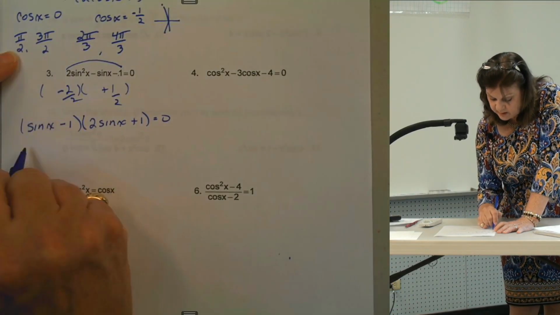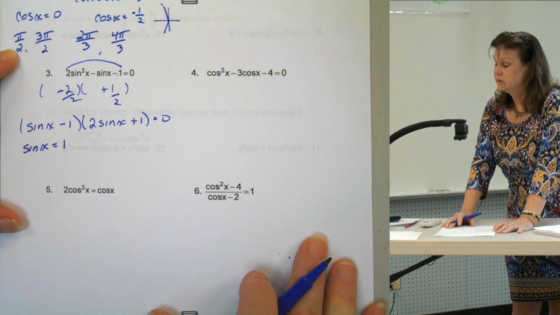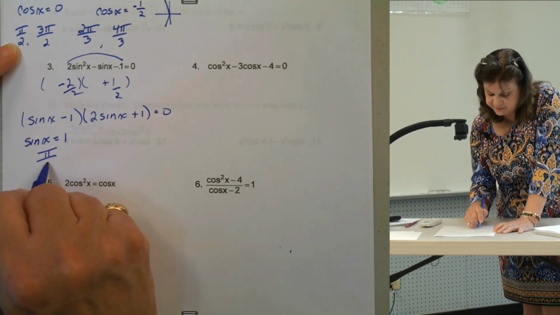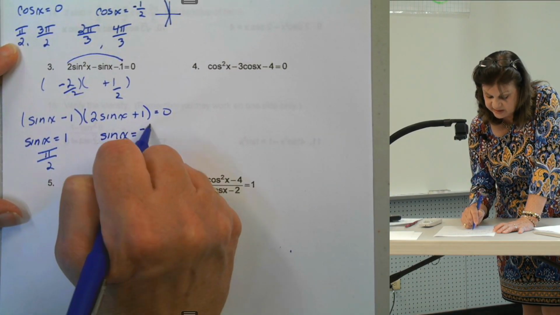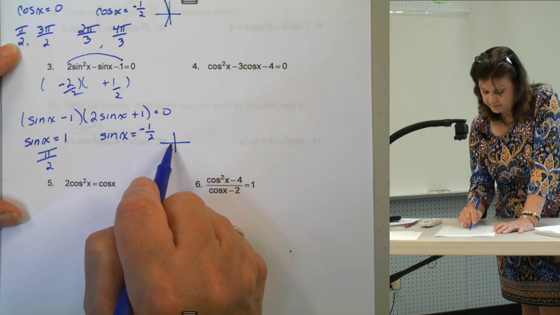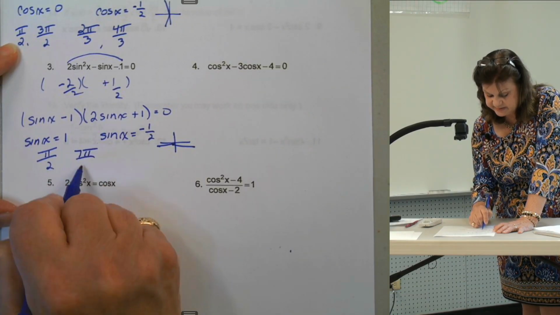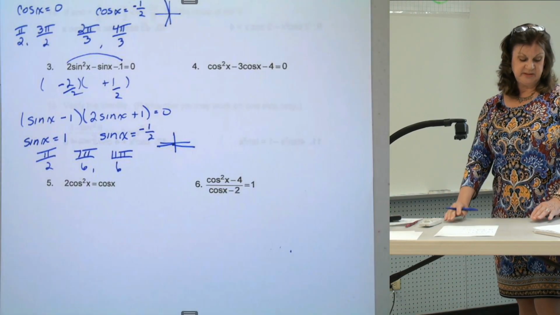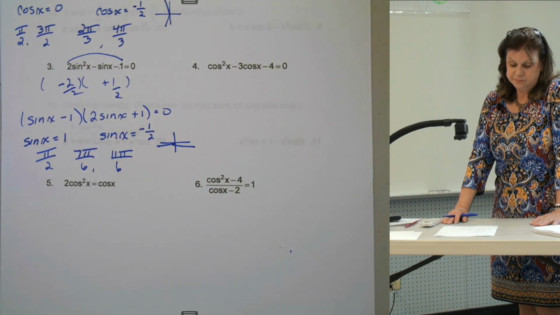What angle has a sine of 1? Well, there's only one angle that makes that true, and of course that's pi over 2. What angle has a sine of negative 1/2? 7 pi over 6 and 11 pi over 6. So those are our choices there.